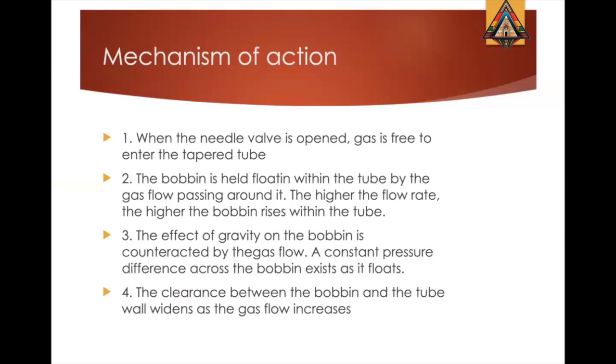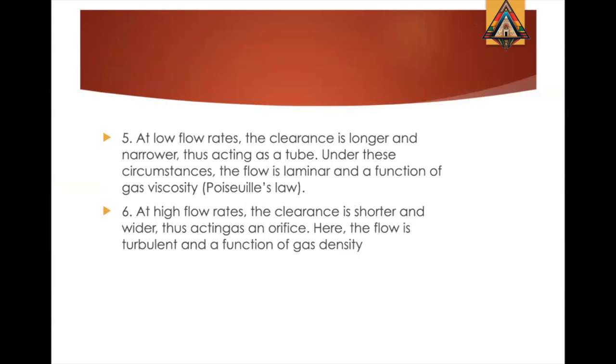When the needle valve is open, gas is free to enter the tapered measuring tube. The bobbin is held floating within the tube by the gas flow passing around it. The higher the flow rate, the higher the bobbin rises within the tube. The effect of gravity on the bobbin is counteracted by the gas flow. A constant pressure difference across the bobbin exists as it floats. The clearance between the bobbin and the tube wall widens as the gas flow increases.